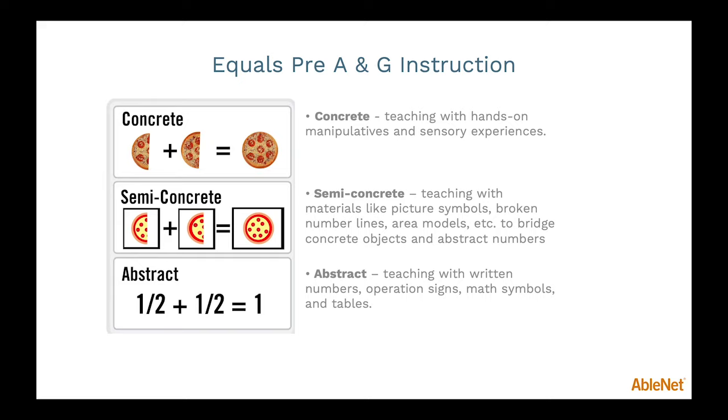In every Pre-Algebra and Pre-Geometry lesson, you will see this instructional sequence: concrete, semi-concrete, and abstract. What this means is that students are taught the lesson objective in 3 ways. In a concrete way, students will use manipulatives, semi-concrete will use pick symbol representation, and abstract will typically include numerals, signs, and symbols. This is for all students and is a crucial part of every lesson.